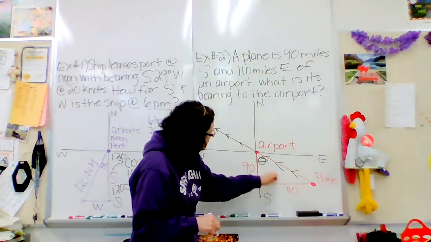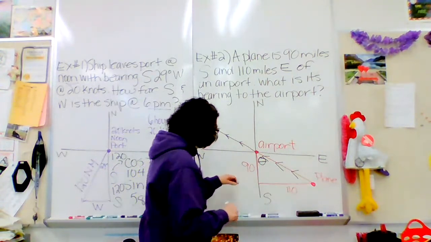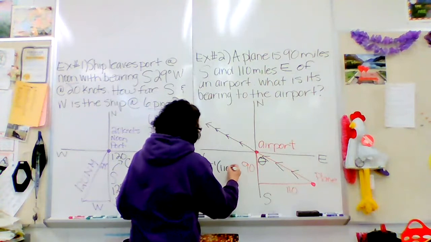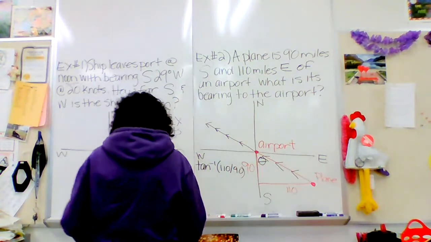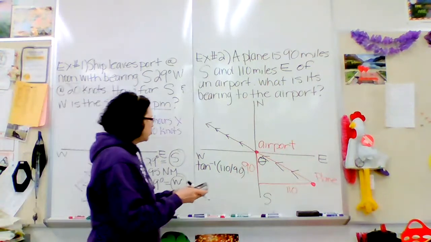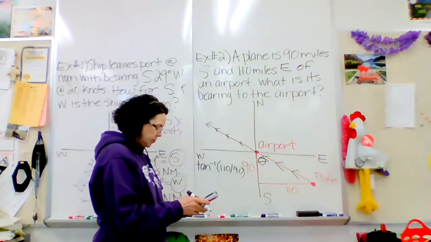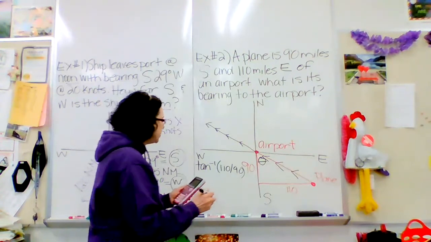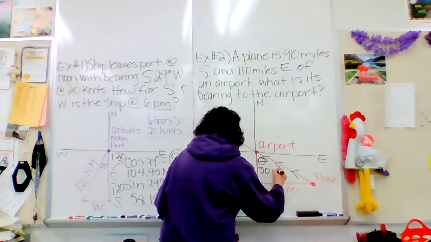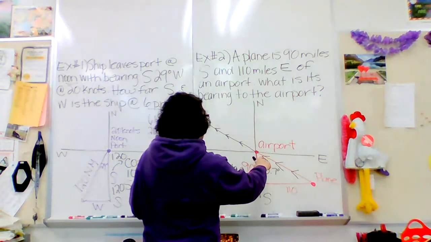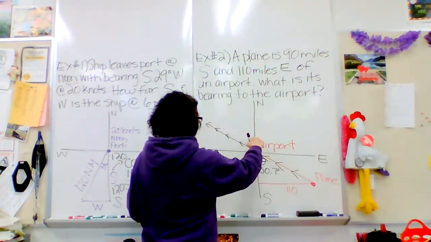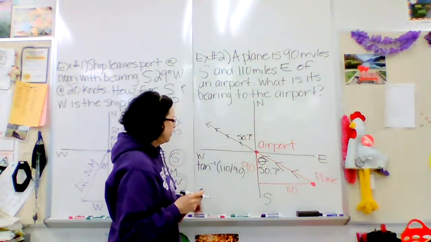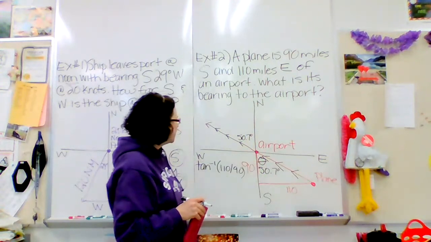So let's take a look. From theta, I have an opposite and an adjacent side. So I'm going to do inverse tangent of 110 over 90, and we're going to get that angle and use it to help us with this bearing here. So that is inverse tangent of 110 divided by 90. That is 50.7, the angle measure here. Which means that this angle measure here, by vertical angles, is also 50.7.